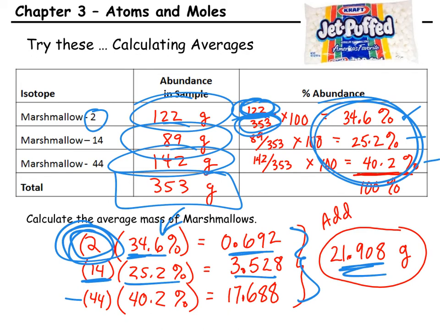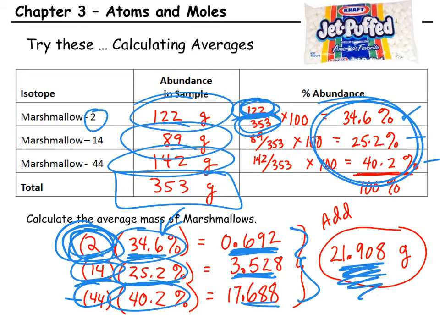Now, to do this, I did not count the number of marshmallows. I measured the mass of the marshmallows and took the mass of the individual part divided by the whole to get a contribution for each case. Now I don't necessarily have to write each one of these down. I could just do 2 times 34% plus 14 times 25% plus 44 times 40%, and then hit enter, and I'll get my answer. If I want, I can write down these contributions each time and add them up.